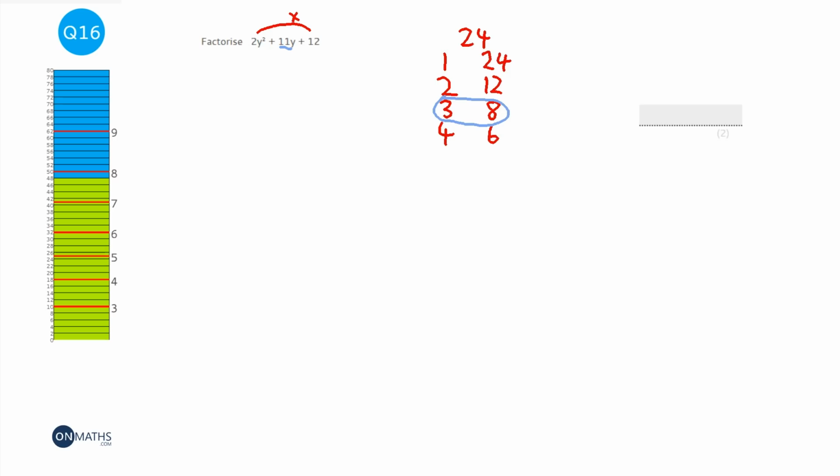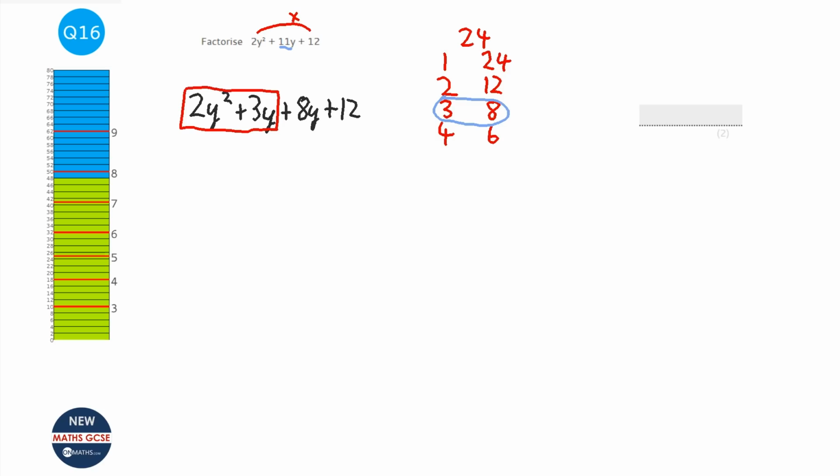I then rewrite it, but instead of that plus 11y, I'm going to write plus 3y plus 8y plus 12. So I haven't changed it, I've just split it up into 3y and 8y. Next, I'm just interested in factorising this bit, and then I'm just interested in factorising this bit. So I'm going to factorise the left hand side. Well, there's only a y that I can divide out of both of those, so it'd be 2y plus 3.